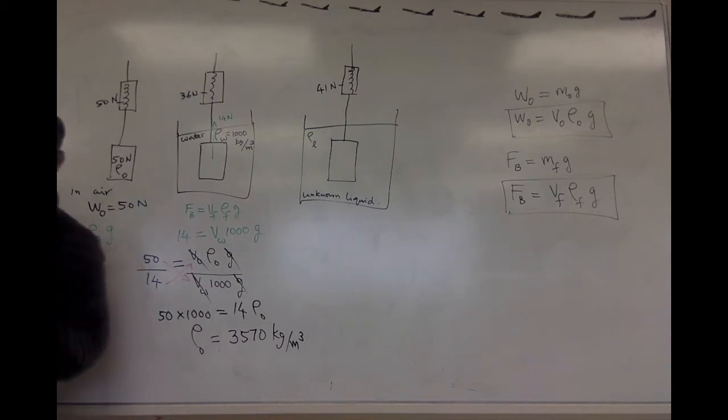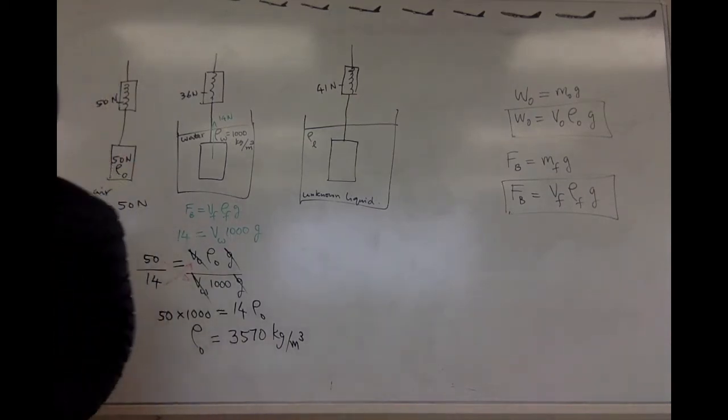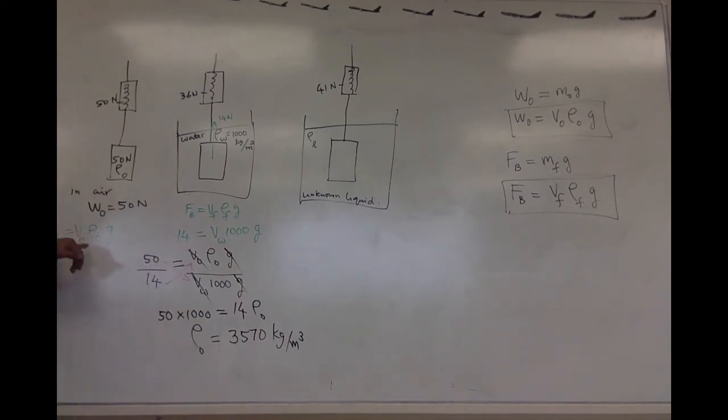3570 kilogram per meter cube. We solved the first part. The density of the metal, which is the density of the object, is right there. And what are they asking next? Density of the?